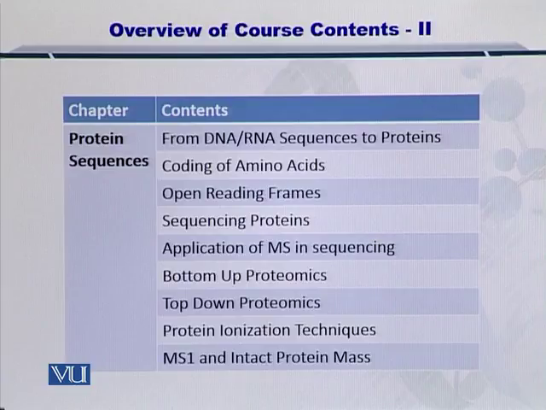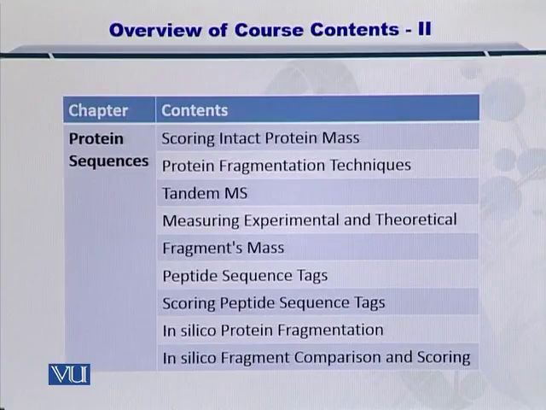This will be followed up by the two protocols, bottom-up proteomics and top-down proteomics, and we'll see how protein ionization techniques can be useful in performing these two protocols. Then we will begin with the data processing, and we'll start with MS1 and estimation of the intact protein mass. We will see how to score this intact protein mass and then protein fragmentation towards tandem MS.